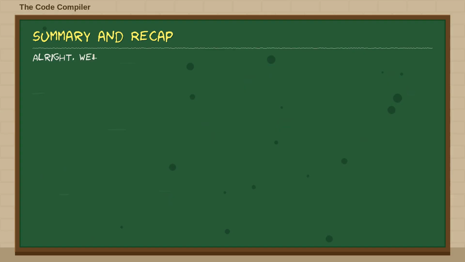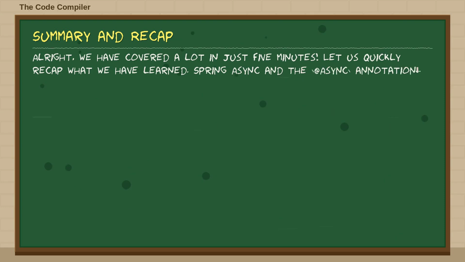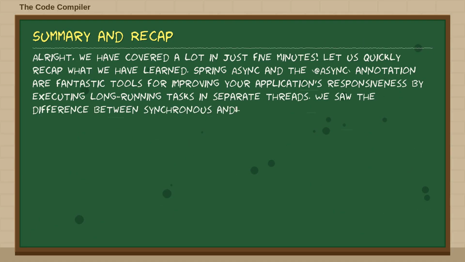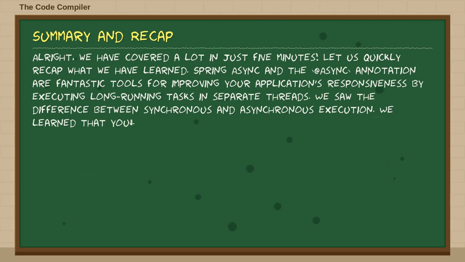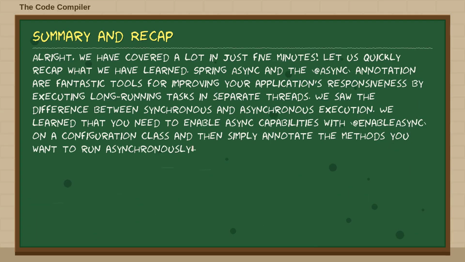Alright, we have covered a lot in just 5 minutes. Let us quickly recap what we have learned. Spring Async and the @Async annotation are fantastic tools for improving your application's responsiveness by executing long-running tasks in separate threads. We saw the difference between synchronous and asynchronous execution. We learned that you need to enable async capabilities with @EnableAsync on a configuration class and then simply annotate the methods you want to run asynchronously with @Async.